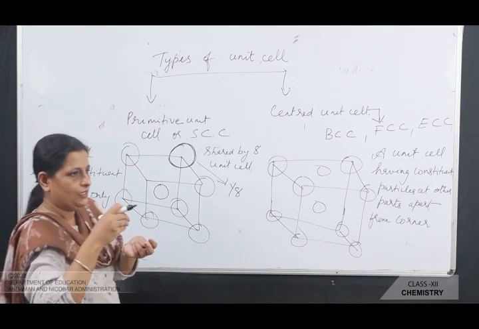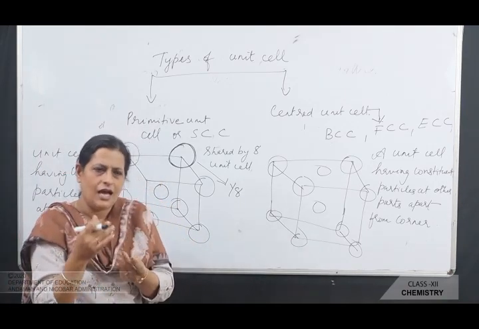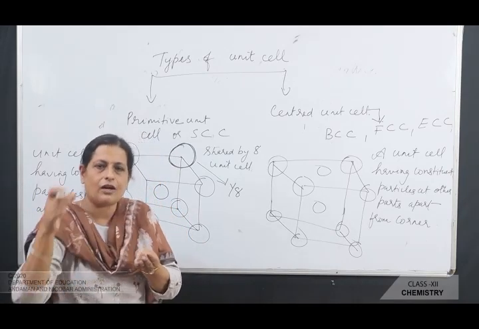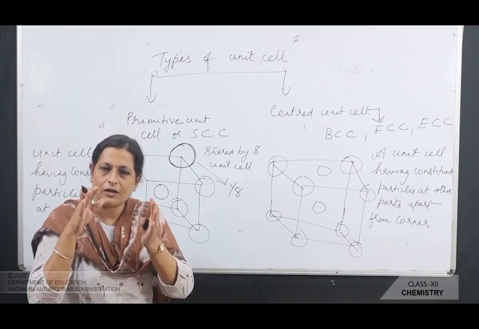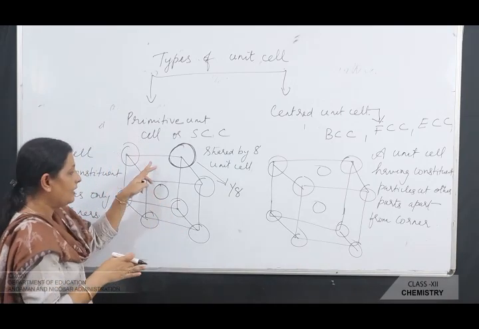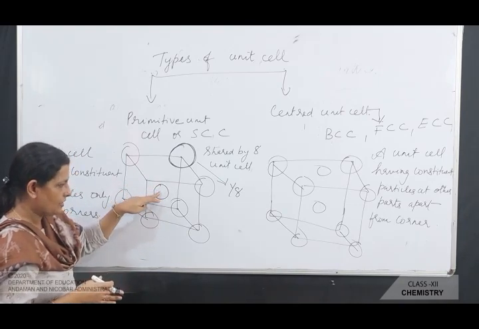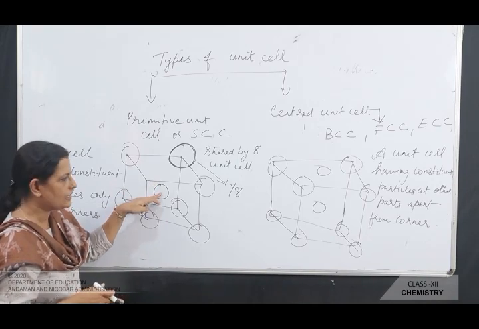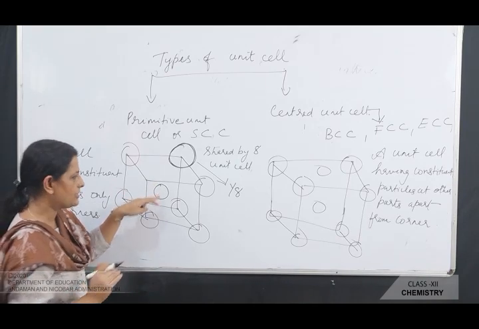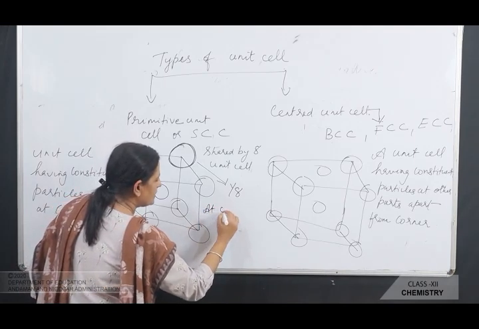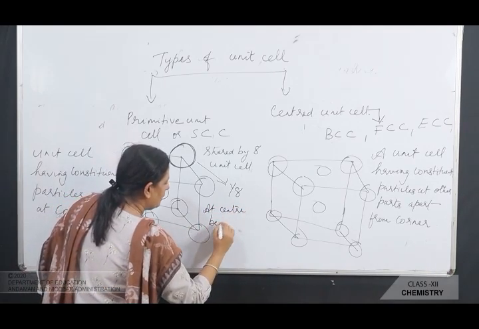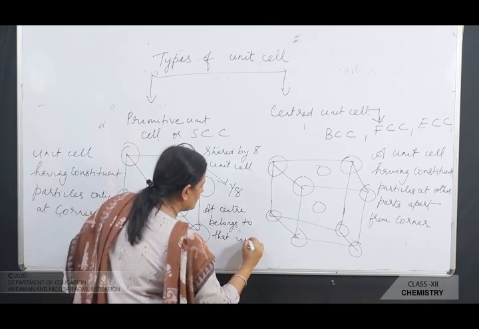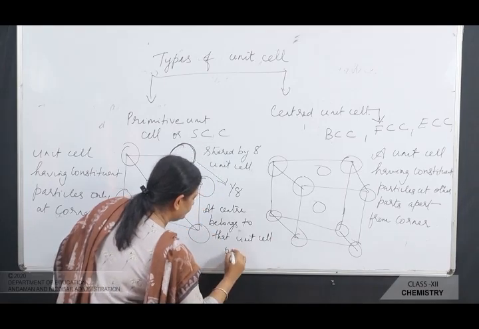That is, if you keep some chocolate or something inside a box and you're keeping another box over it, will the chocolate you have kept inside the box come in contact with the other box? No. That means it belongs to that particular box only. Same is the case. A constituent particle at the center of the body of the unit cell belongs to that particular unit cell. It is not shared with any other unit cell. So, at the center, it belongs to that unit cell only.